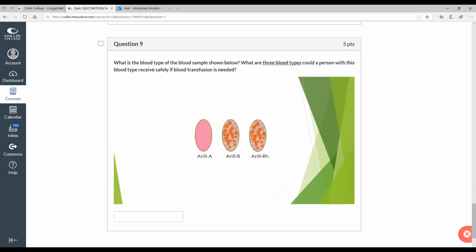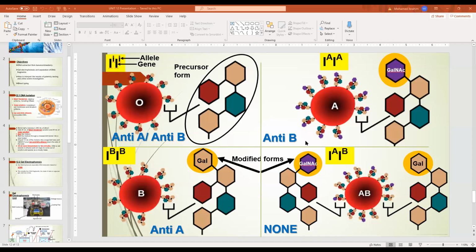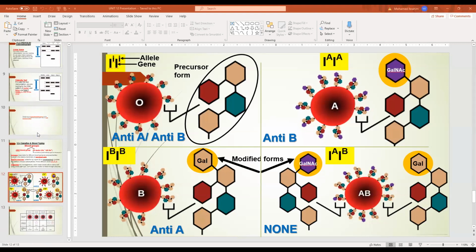Let me do this. I have also another presentation. I will share it with you, just to make it clearer. This is a complicated slide, but it will tell you a lot.